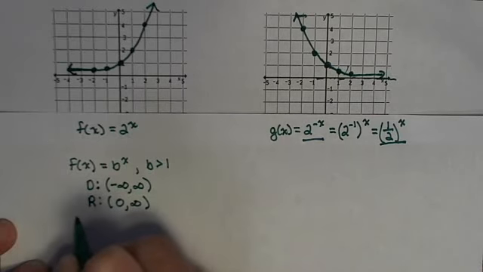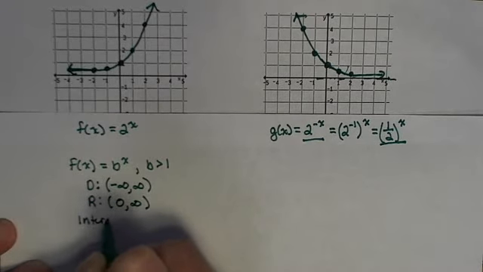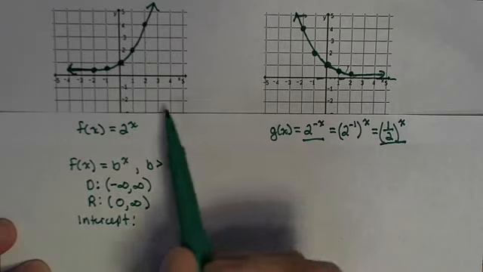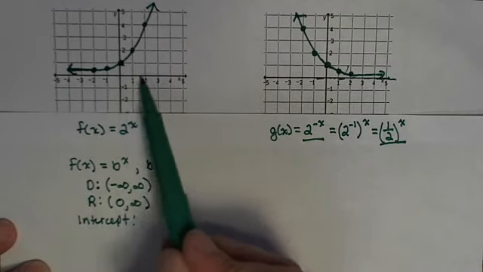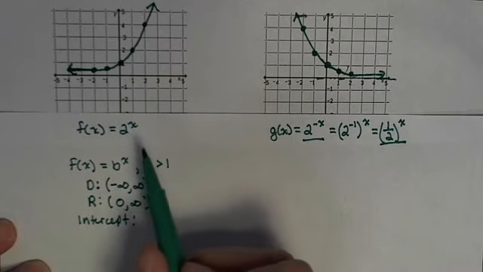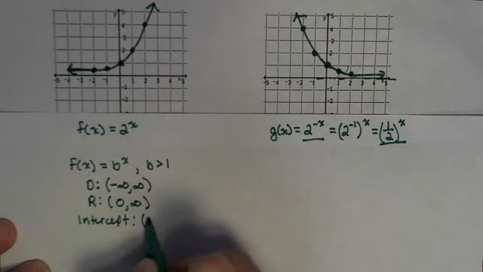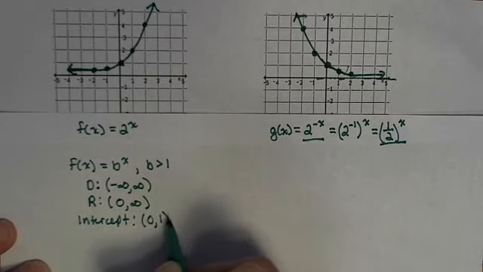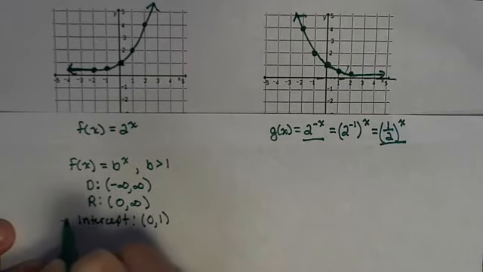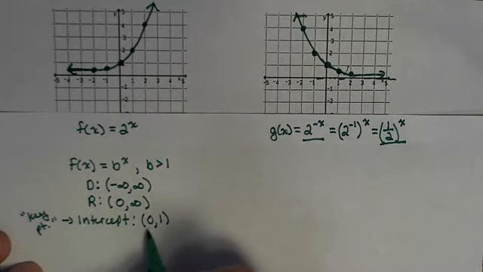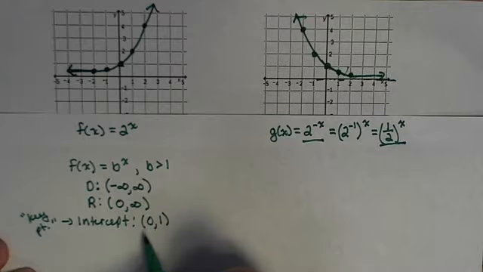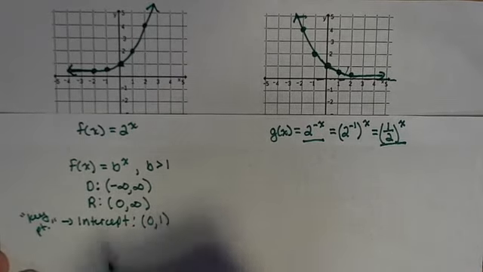Another thing that this graph has is notice that it has only one intercept. And that intercept is a y-intercept. It doesn't cross the x-axis, so there are no x-intercepts. And that y-intercept is (0, 1). Now this is what I will refer to when I'm graphing as the key point. That's an idea we talked about back in chapter 3 that we're going to bring back into play now. So that's the key point for an exponential function.